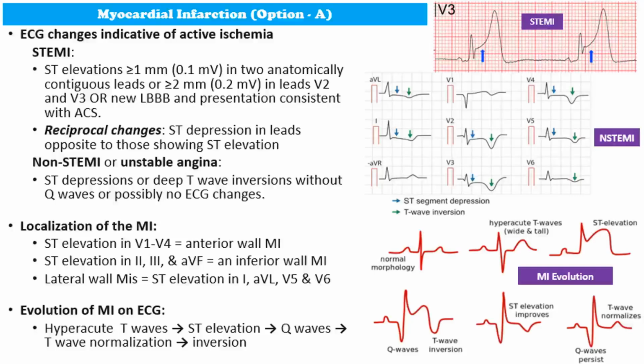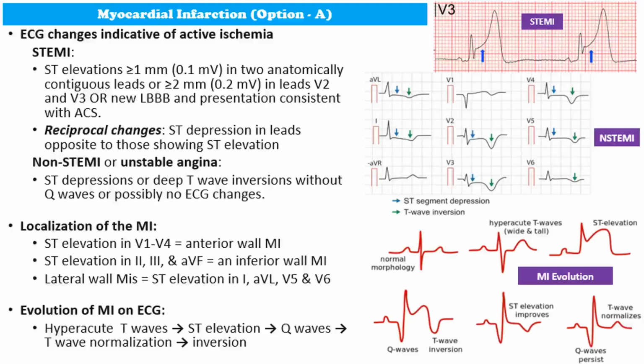One of the hallmark signs is ST segment elevation, which occurs due to injury of the heart muscle and is a critical indicator of an ongoing infarction. This elevation is measured from the end of the QRS complex to the start of the T wave and is considered significant if it is more than 1 mm, or 0.1 mV, in two contiguous leads.